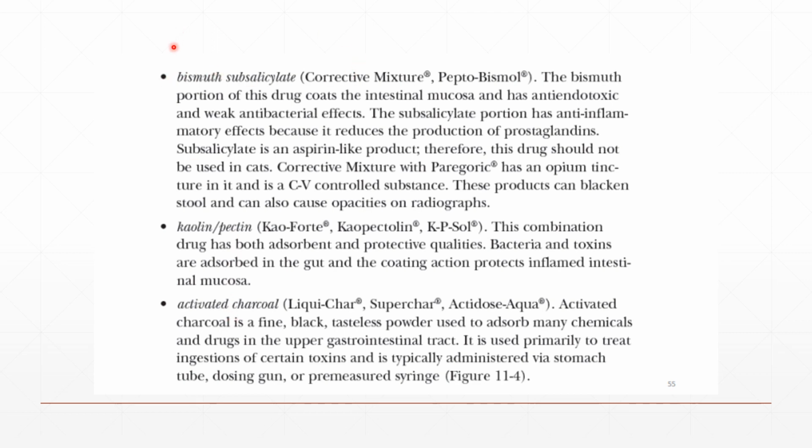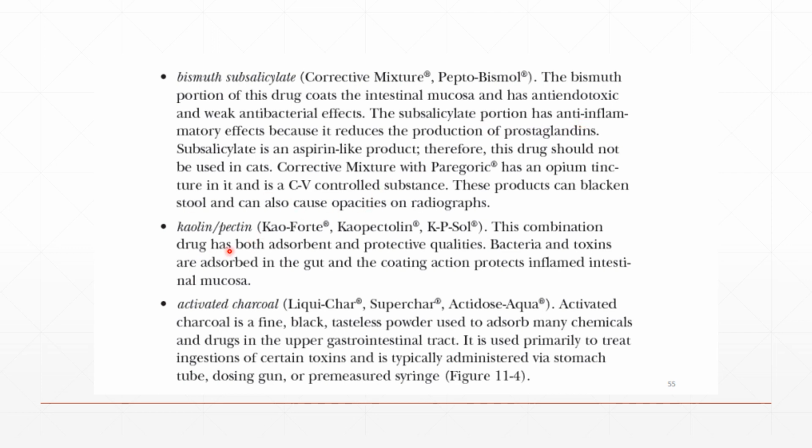For the bismuth subsalicylate, again, it has two components. One is bismuth and the other is the subsalicylate. The bismuth component will coat the intestinal mucosa and has an anti-endotoxic and weak antibacterial effects. So it has a protectant effect. The subsalicylate portion has anti-inflammatory effects because it reduces the production of prostaglandins.